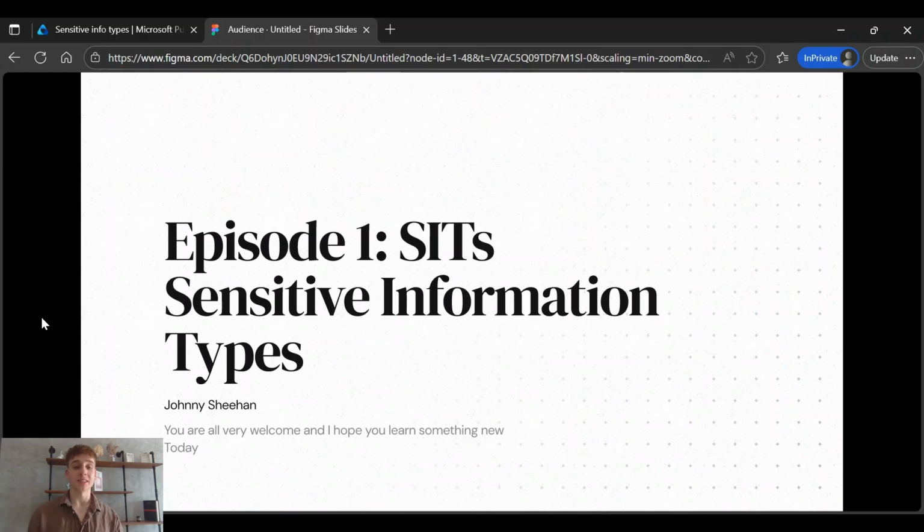Today, we will be covering SITs, or sensitive information types. For some background, I am a cloud security consultant. I've been working in data security for up to 2 years, so I'm really familiar with the Purview tool, which is the main backbone of the technology and the topic that we're going to talk about today.